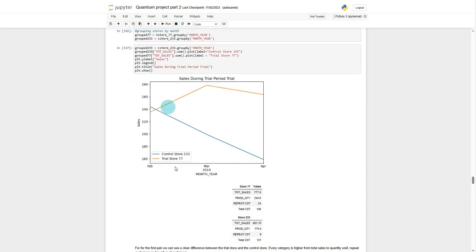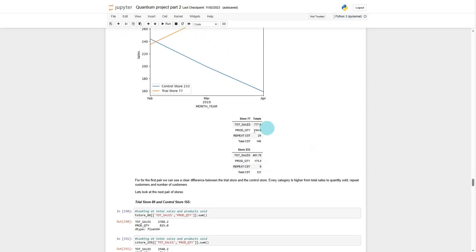So, sales during the trial period: trial store 77 and 230, and the control store 233. You could see how the trial store just increased with a slight decrease in April, while the control store just continually decreased. Some preliminary figures here: total sales, product quantity, repeat customers, total customers, comparing the control store to the trial store.